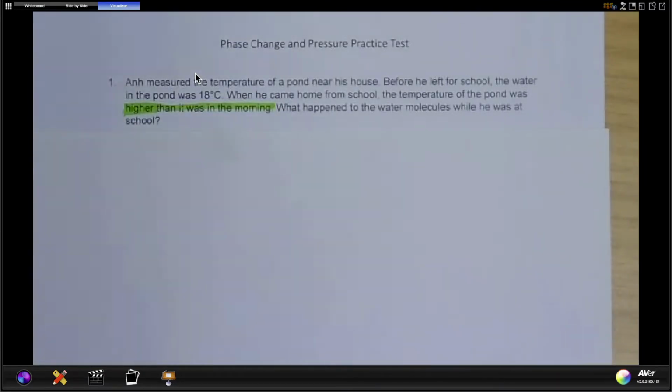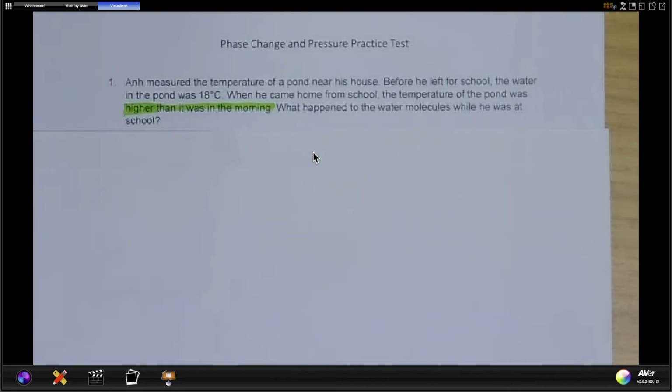All right, guys. Hey, this is our practice test answers for our phase change and pressure unit. And the first question here has Juan measure the temperature of the pond near his house. Before he left school, the water at the pond was 18 degrees Celsius. When he came home from school, the temperature of the pond was higher than it was in the morning. What happened to the water molecules while at school?